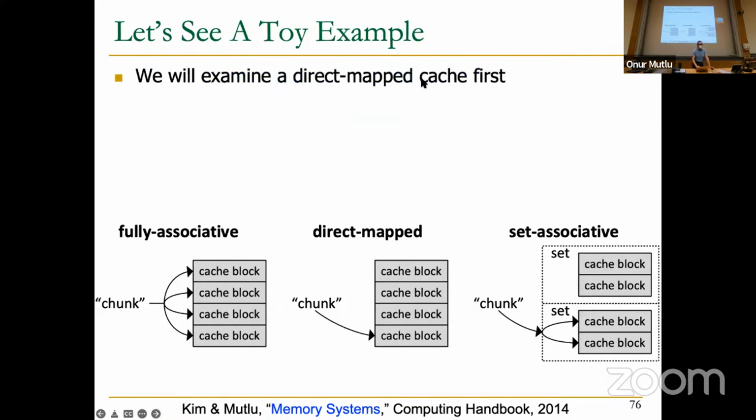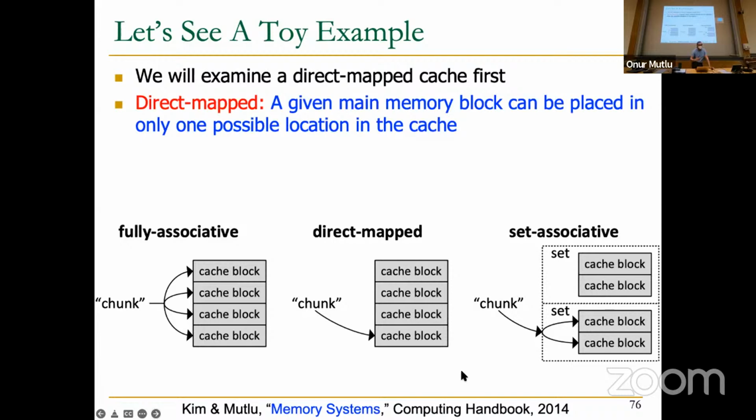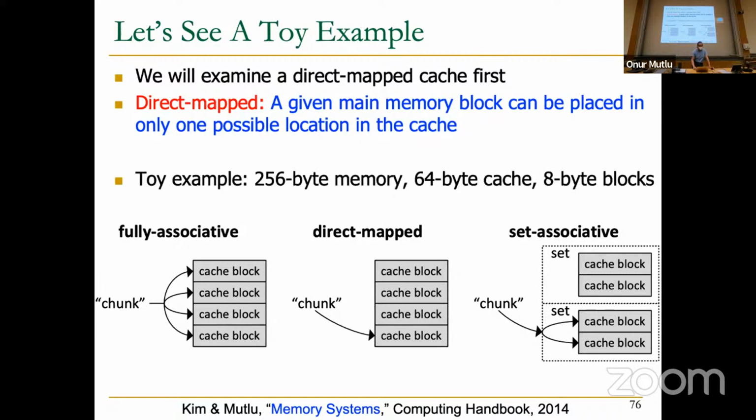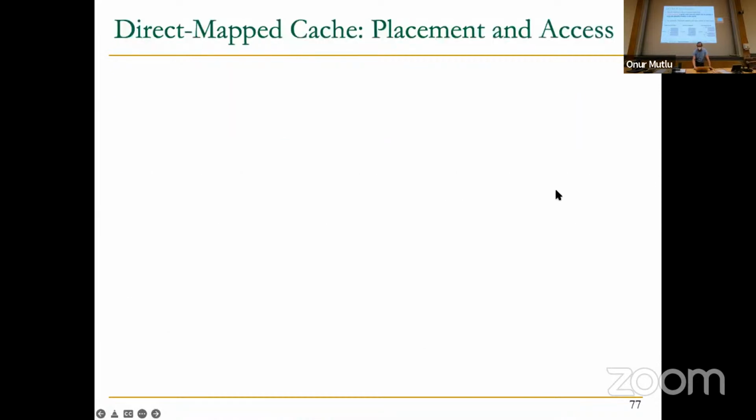We'll examine a direct mapped cache first. This is simple, where one chunk will map to only one possible location in the cache. Direct mapped means a given main memory block can be placed in only one possible location in the cache. I already said this, but it's good to repeat it. We're going to see this toy example for which I showed you an address. We're going to look at a 256 byte memory, just so that I can fit everything in one slide and the addresses don't become huge. 256 byte memory, 64 byte cache, and 8 byte blocks.